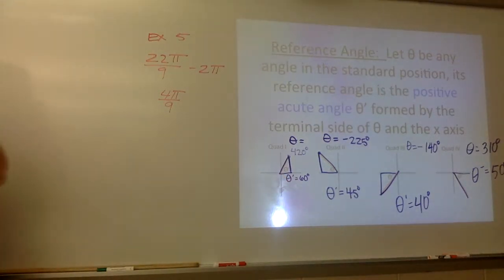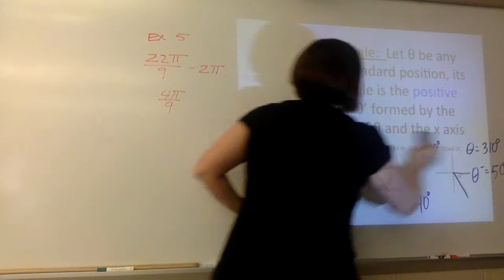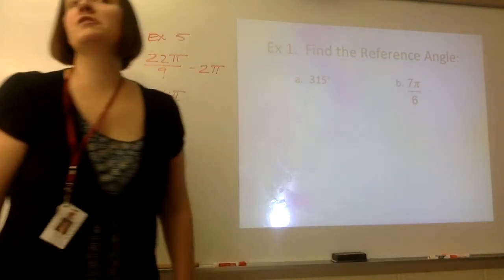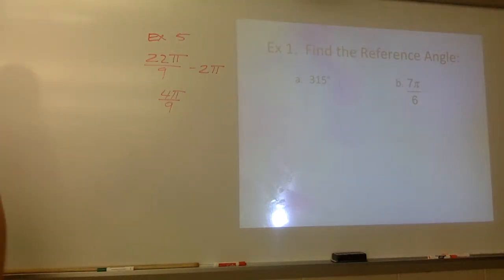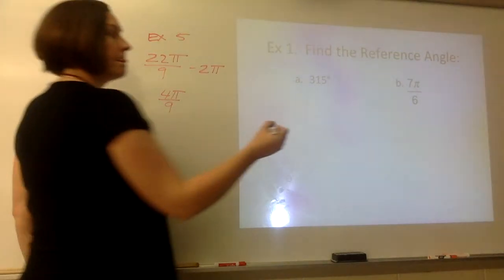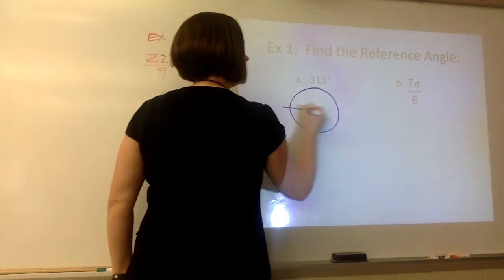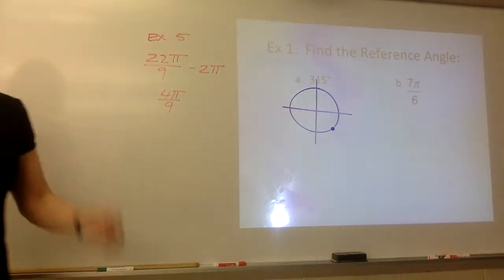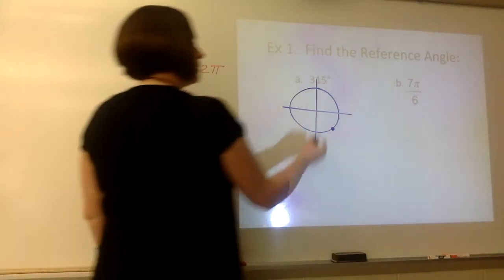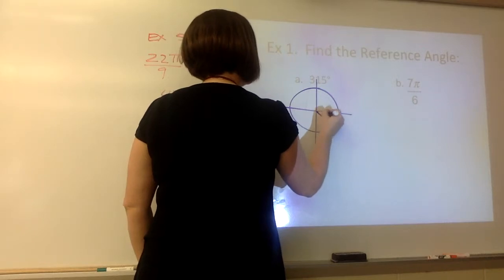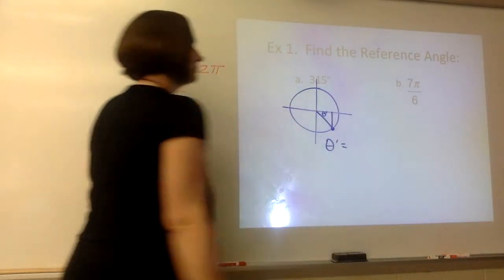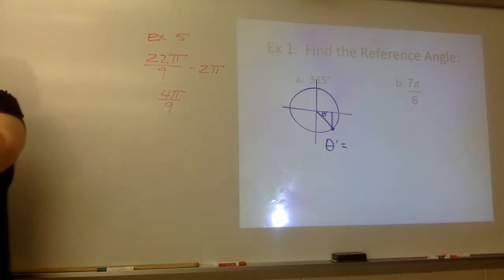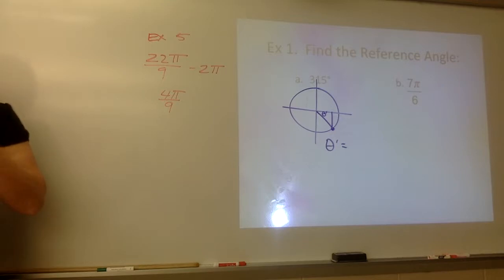No questions. Last chance. Moving on then. The directions will say find the reference angle. 315 degrees falls in which quadrant? 315? Quadrant 4. It's going to be right here. Okay, so find the location of the angle. Then we're going to draw the reference triangle in. What's the size of theta prime? 45.